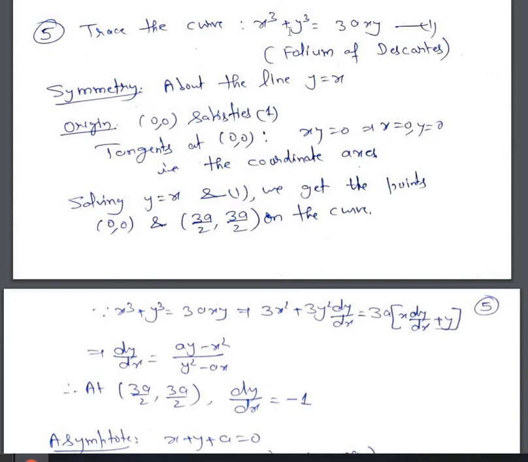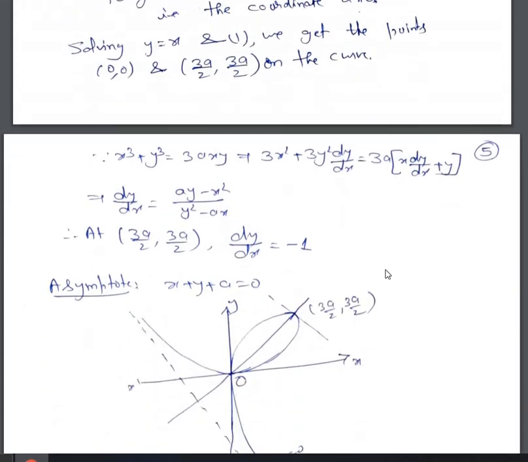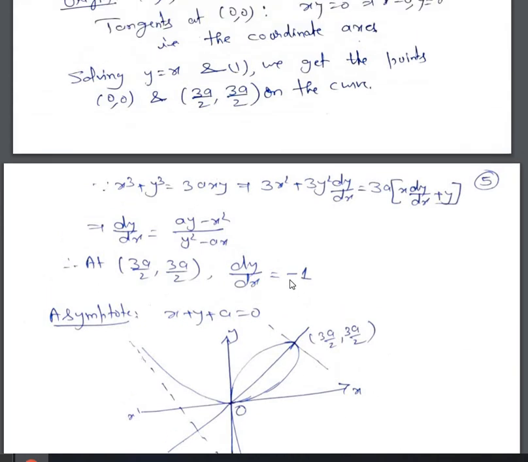You can see 0, 0 satisfies this equation, right? So therefore the curve passes through the origin, and tangents at the origin are obtained by equating the lowest degree term, which is x into y equal to 0. That means x is equal to 0 and y is equal to 0. So the tangents are x equal to 0, meaning the y axis, and y equal to 0, meaning the x axis. So these are the tangents at the origin.